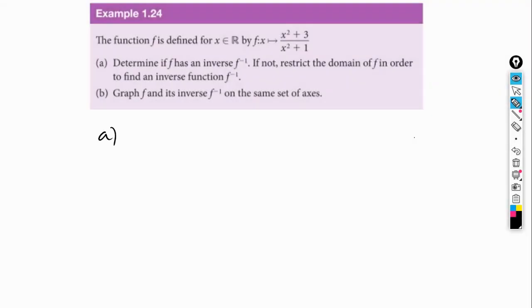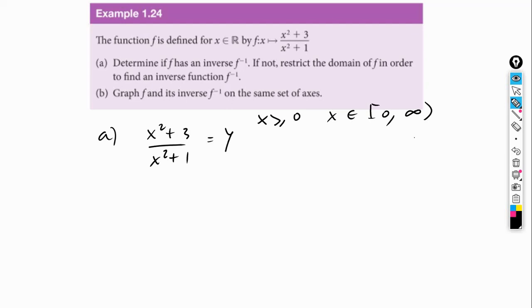Okay, so here we are. And we're going to find the inverse of the function. So our original function is x squared plus 3 over x squared plus 1 is equal to y. We said that we have to restrict the domain in order to find the inverse. So we restricted the domain to x greater than or equal to 0, or x belongs to [0, infinity), including 0. Okay, so let's find the inverse. Remember that all we have to do first is switch the x's and the y's.